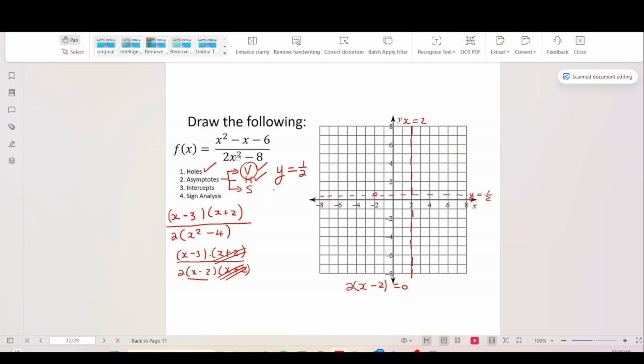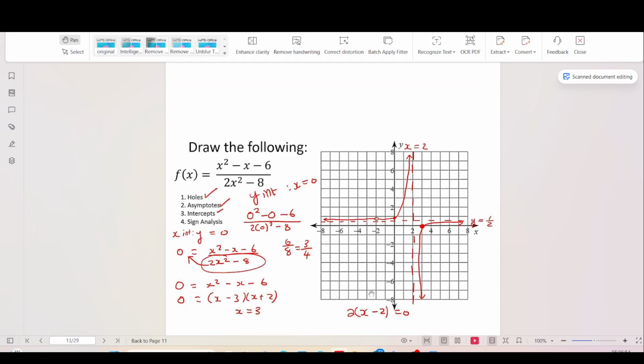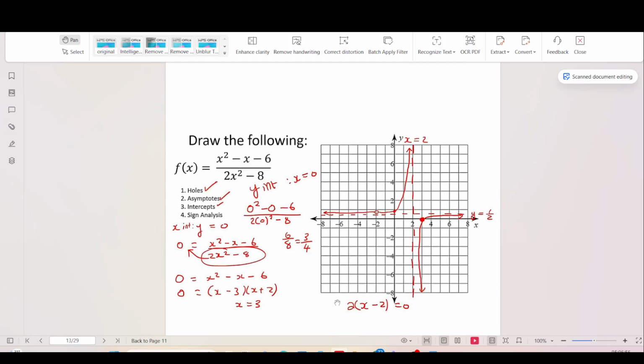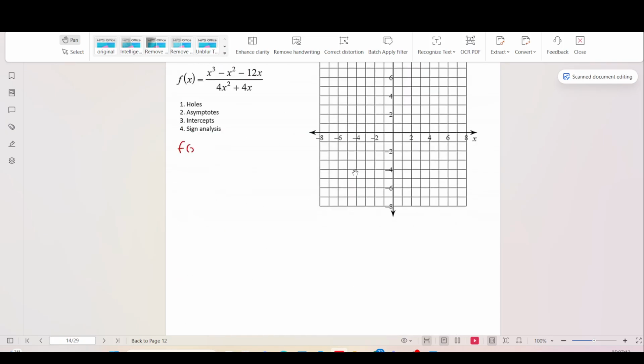And for the vertical, just set the denominator equal to 0, which will make x equals 2. So x equals 2 is the vertical asymptote. Then you find the x and y intercepts, plot them, and on both sides of the asymptote try to get the values and just plot it.